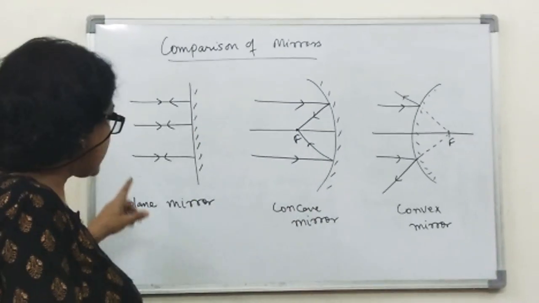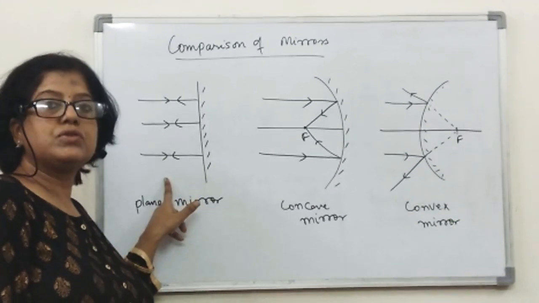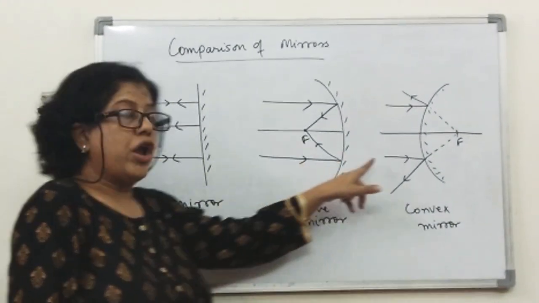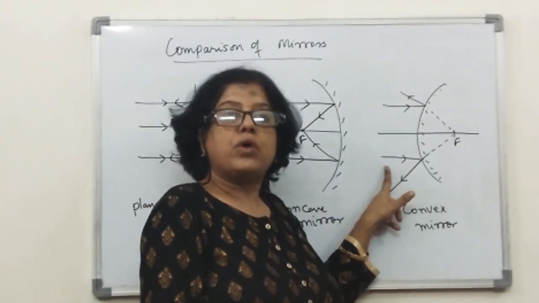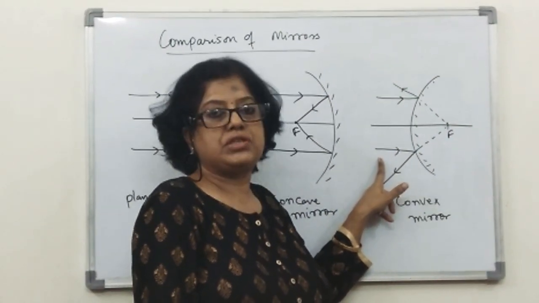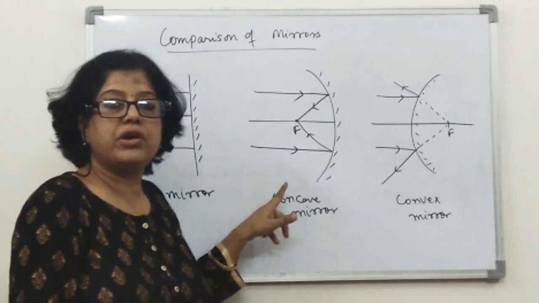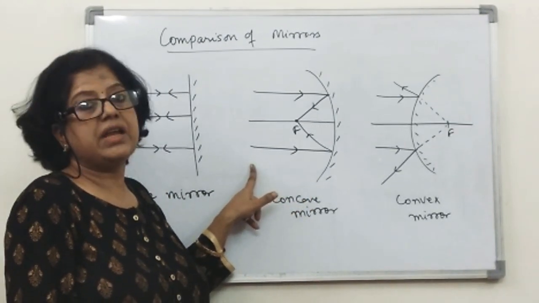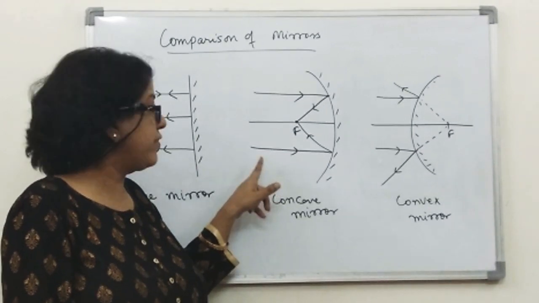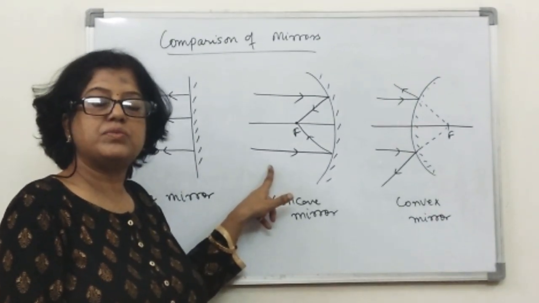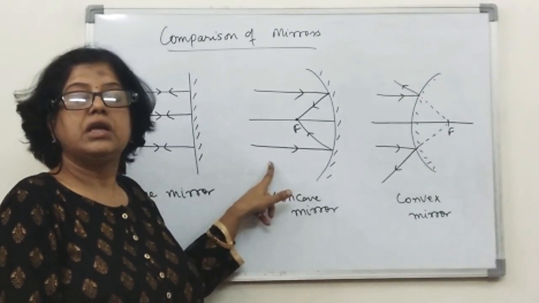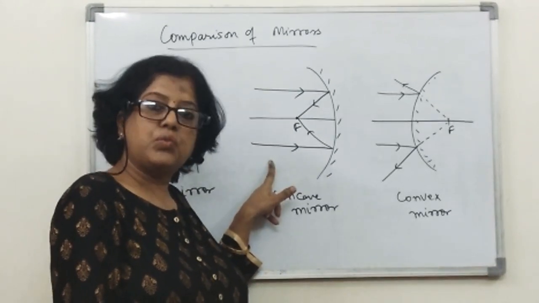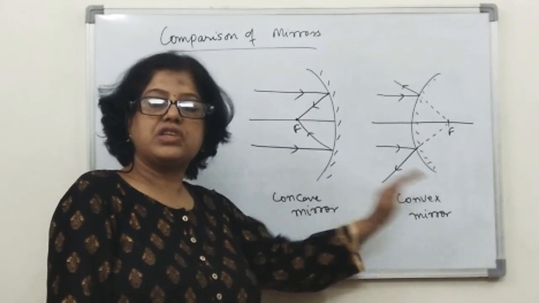Now, you all know that a plane mirror always forms a virtual, erect and same size image. A convex mirror always forms a virtual, erect and diminished image, whereas a concave mirror can form a virtual, erect and magnified image, as well as real and inverted images. When the object is very close to the concave mirror, the image formed is virtual, erect. At all other positions, the image is real and inverted. So this is the difference in the nature of the image formed.